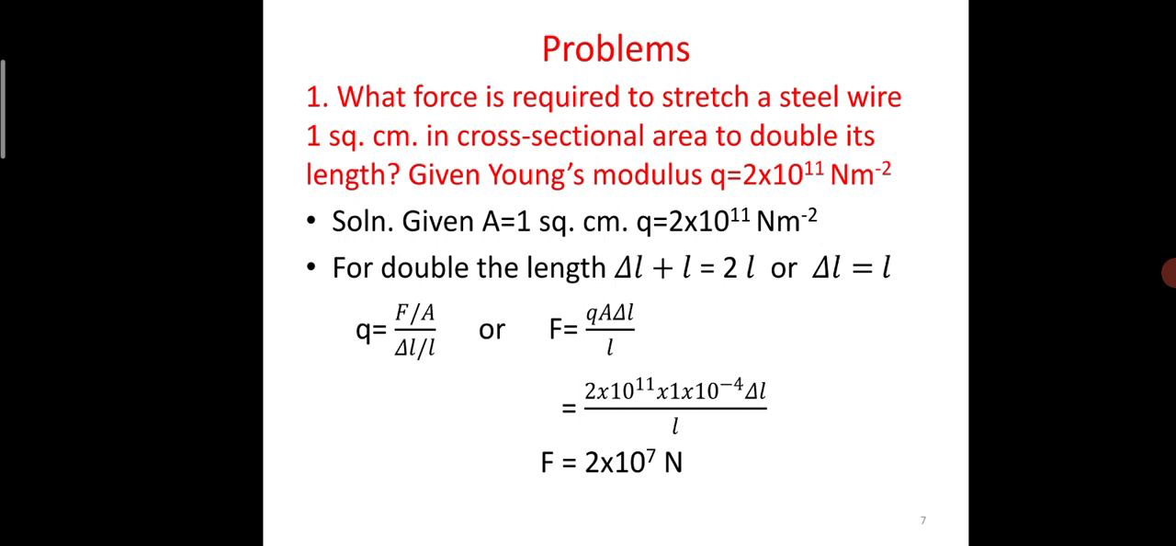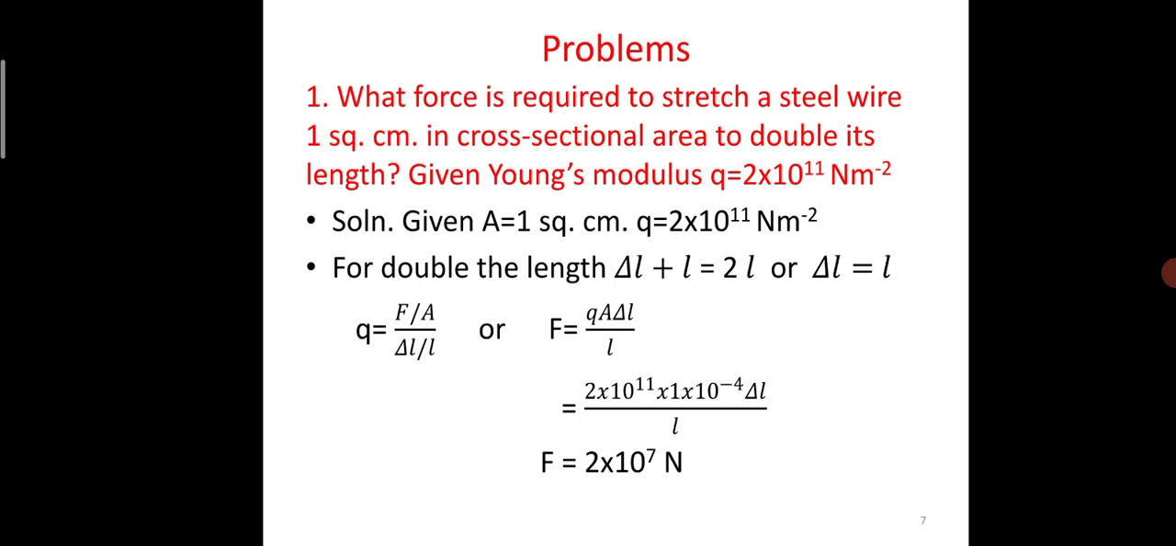Then let us discuss the problems in the elasticity chapter. The first problem, the question is: What force is required to stretch a steel wire of 1 square centimeter in cross-sectional area to double its length? Given Young's modulus Q is equal to 2 into 10 power 11 Newton per meter square.